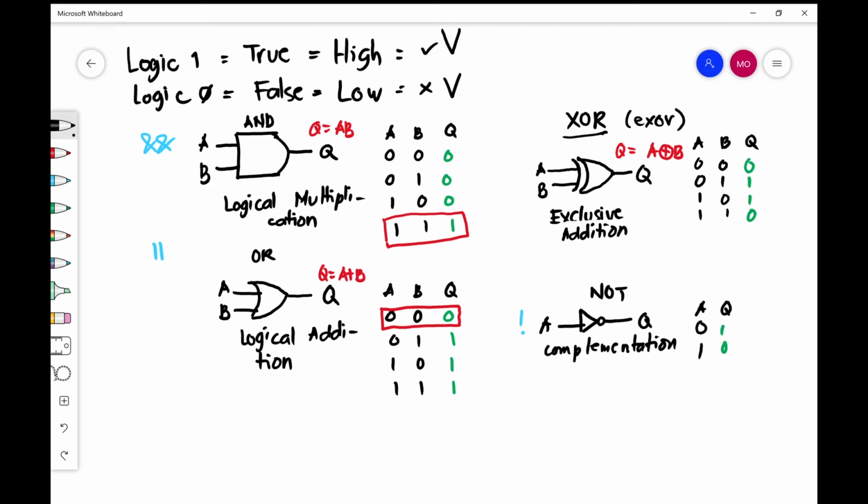So those are the 4 basic gates. Now we can also have their complemented counterpart. All you have to do is insert a NOT gate at their output.